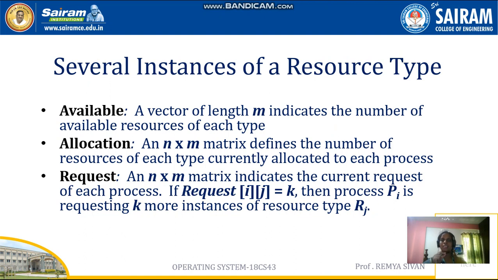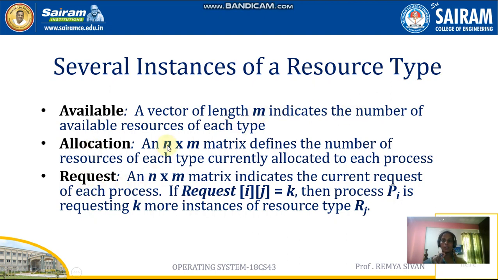Then next one is several instances of resource type. Now here we are applying one algorithm, and these are the data structures of the algorithm. This data structure is the same as in the Banker's algorithm. First one is Available. Available is a one-dimensional array or vector, a vector of length m, indicating the number of available resources of each type.